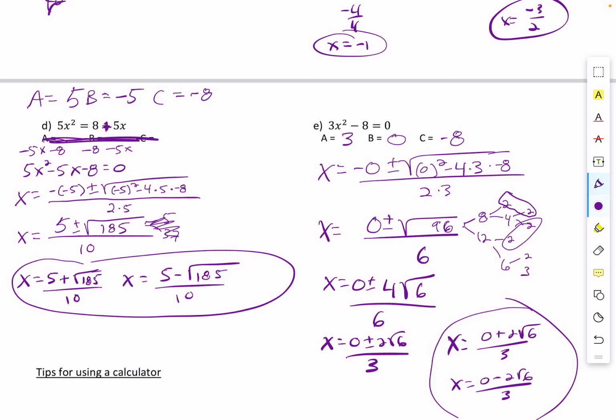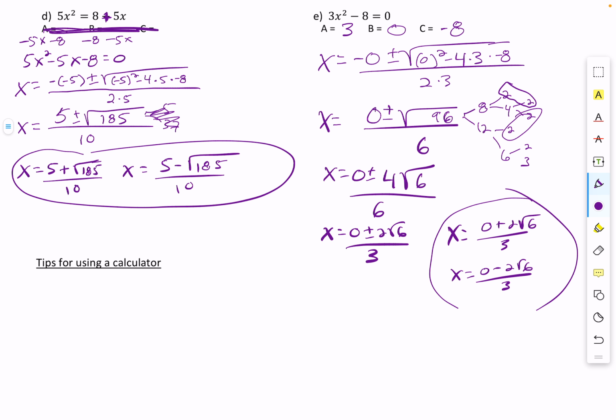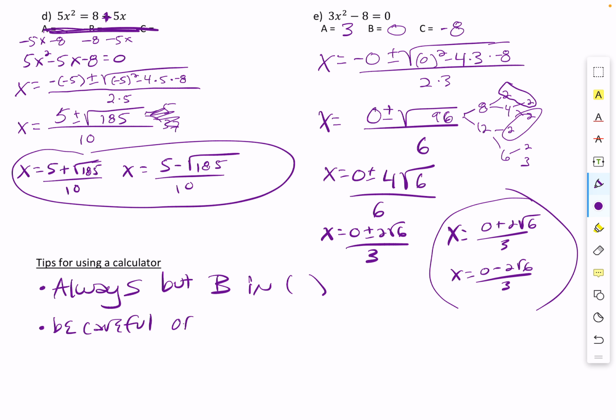Questions? Okay, I have two big tips for you anytime you type it in your calculator. Okay, the first one is always put B in parentheses. Always put your B in parentheses. And the next one is to be careful of using negative versus subtraction.